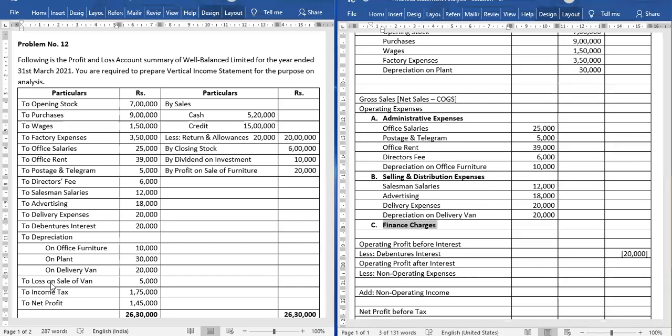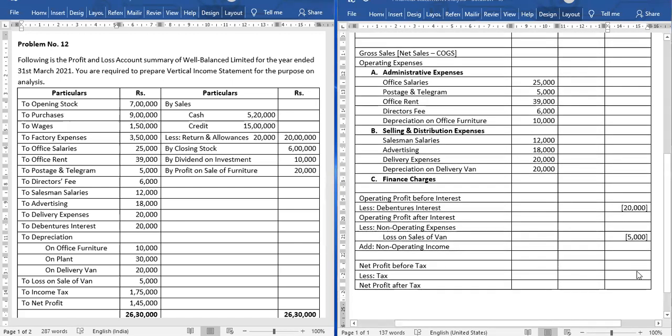Okay. Next is loss on sale of van. Loss on sale of van is non-operating expenses. Then it is here, non-operating expenses, loss on sale of van. Direct outer column. Loss on sale of van is, sorry, 5,000. Yes, 5,000. Then next is income tax. Income tax is here. How much? 1,75,000.